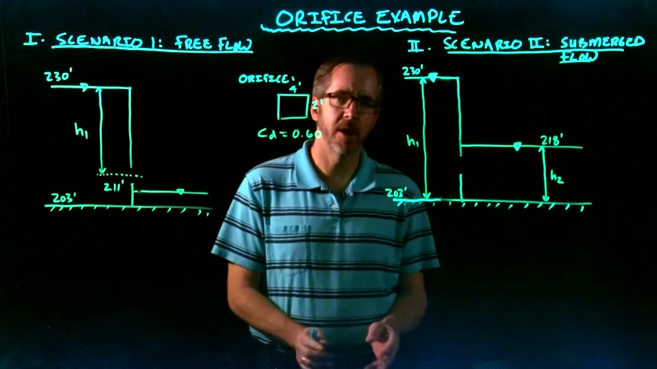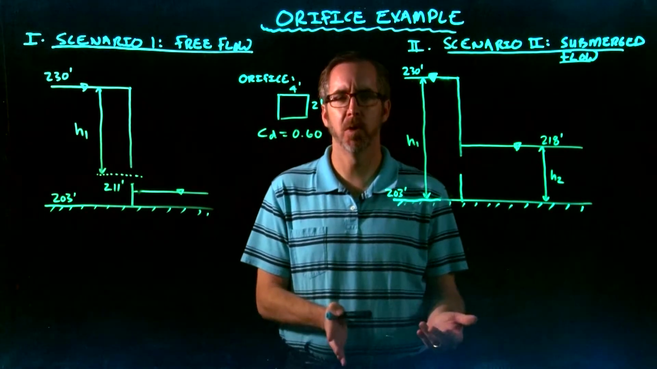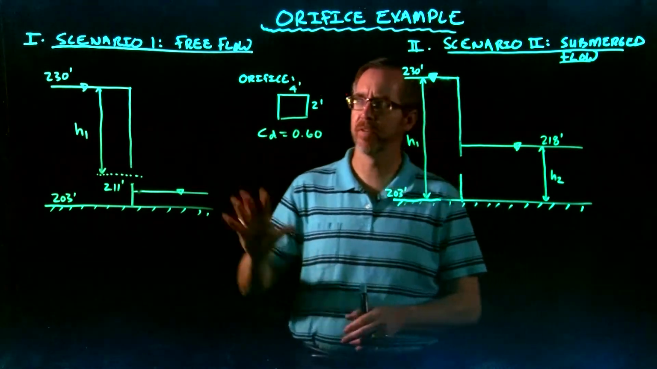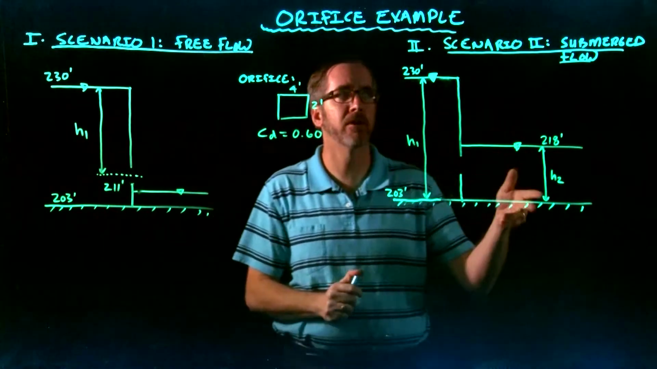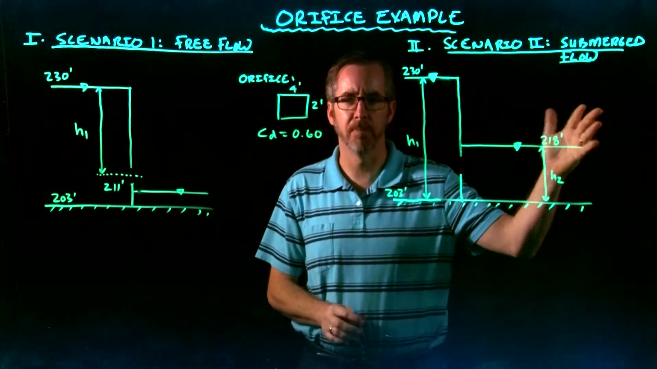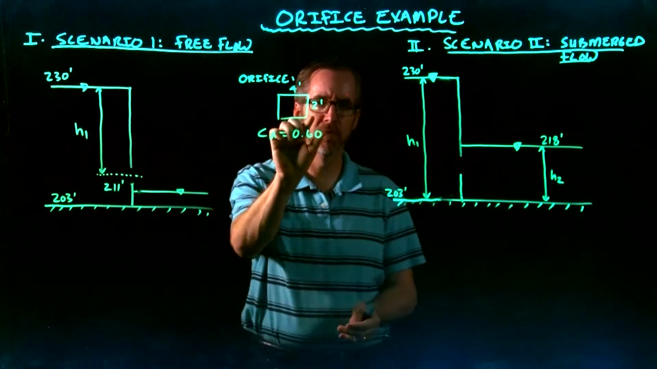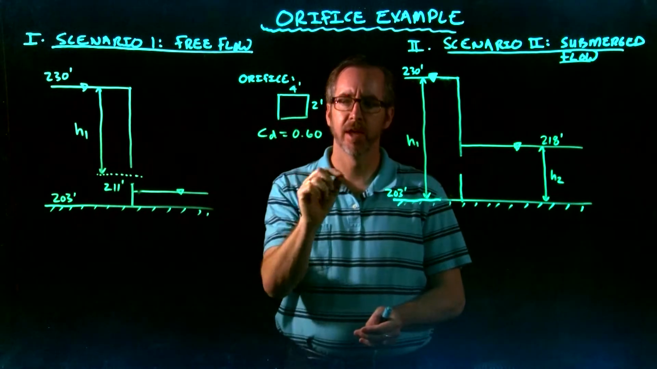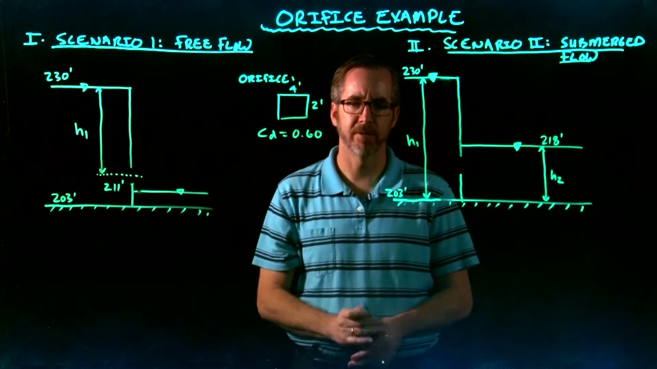So in this example, I would like to do a problem involving an orifice flow example. I have two different scenarios: one where I'm going to have a free flow scenario, and the other involves a submerged flow. Now, the orifice that we're talking about is a 2 foot by 4 foot orifice. It's rectangular, and it's got a coefficient of discharge of 0.6.